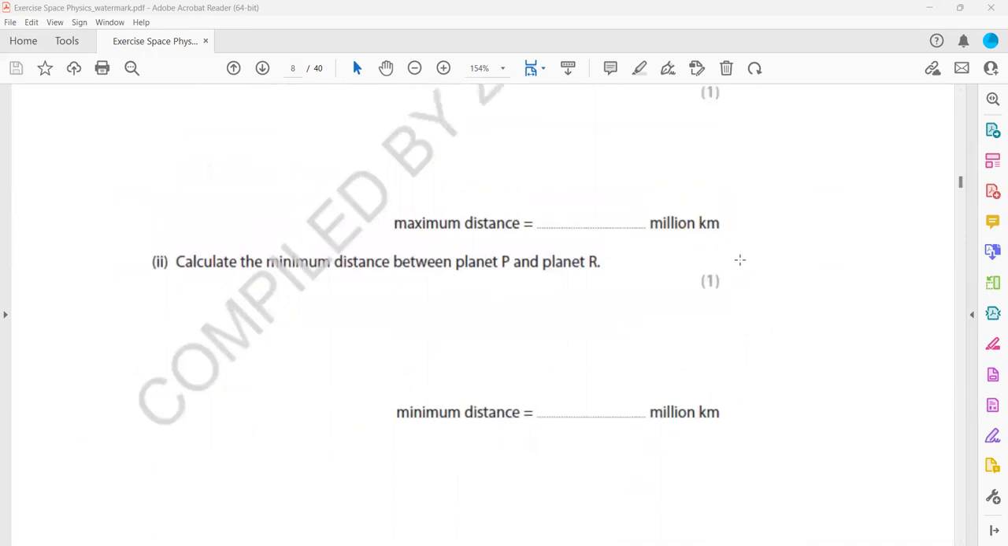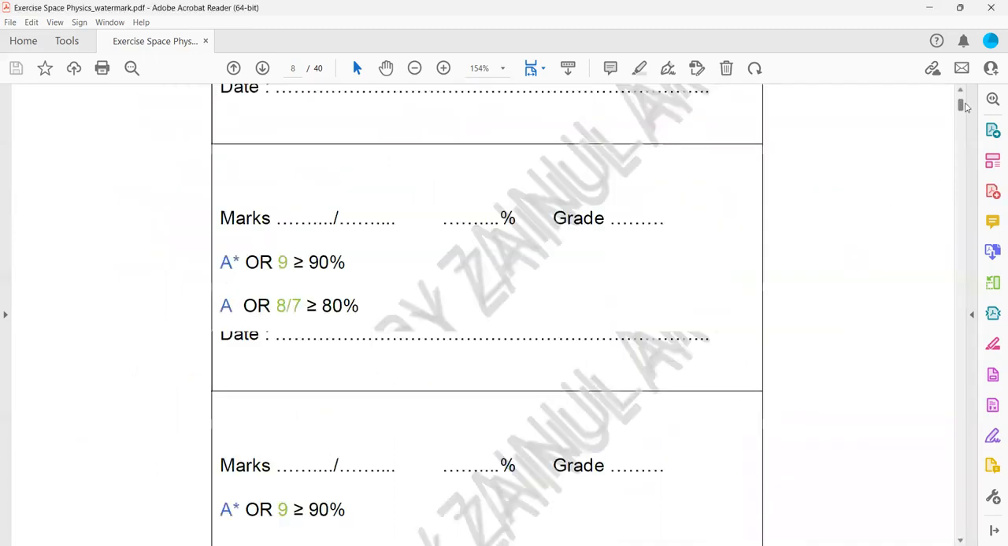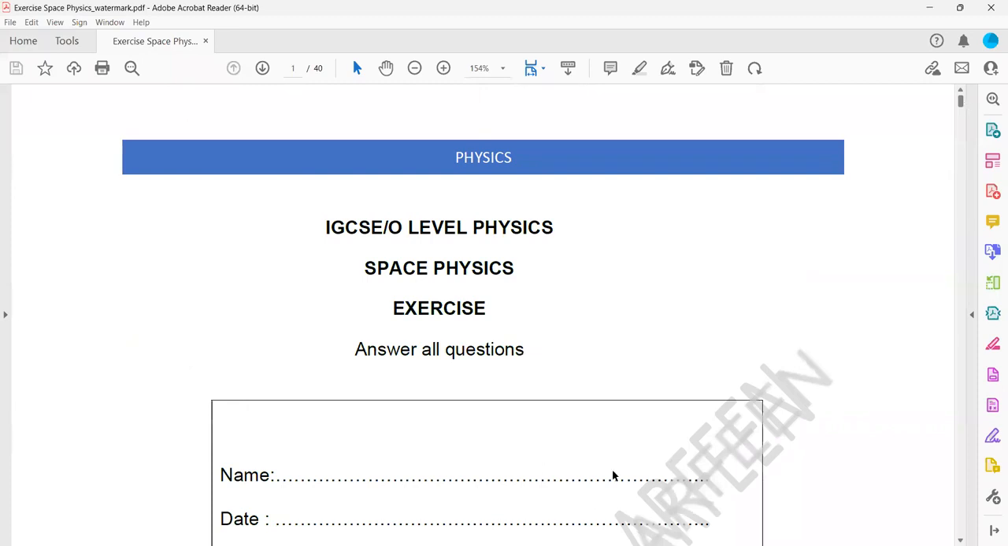These are some questions related to space physics. Next session, we'll do more questions from this exercise as well as the next topic, which is about stellar evolution, the formation of the stars and the galaxy.